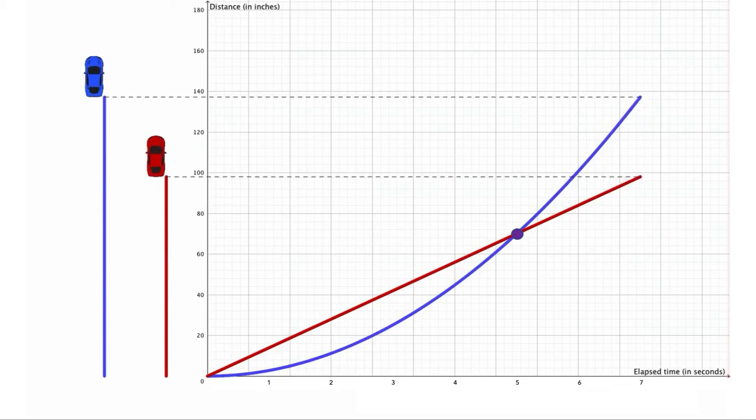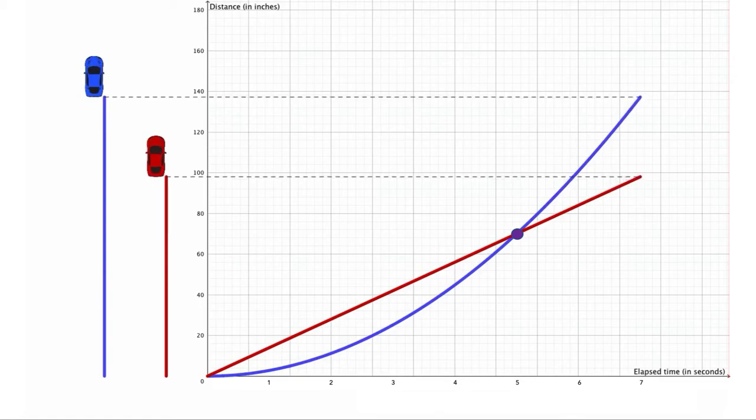Notice that the graphs intersect at the point (5, 70). This means that the red car's distance from its starting position is the same as the blue car's distance from its starting position 5 seconds after the cars started moving. We can see from the graph that both the red and blue cars traveled 70 inches over the first 5 seconds since they started moving.